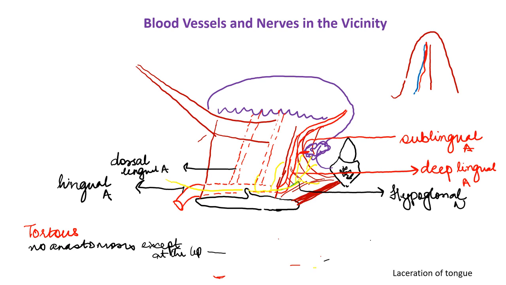It also gives a communicating branch, if you remember, to another nerve which is running superficial to the hyoglossus, the lingual nerve. May not take it out of the oral cavity. So the lingual nerve. And from the lingual nerve, superficial to the hyoglossus, was hanging the submandibular ganglion.